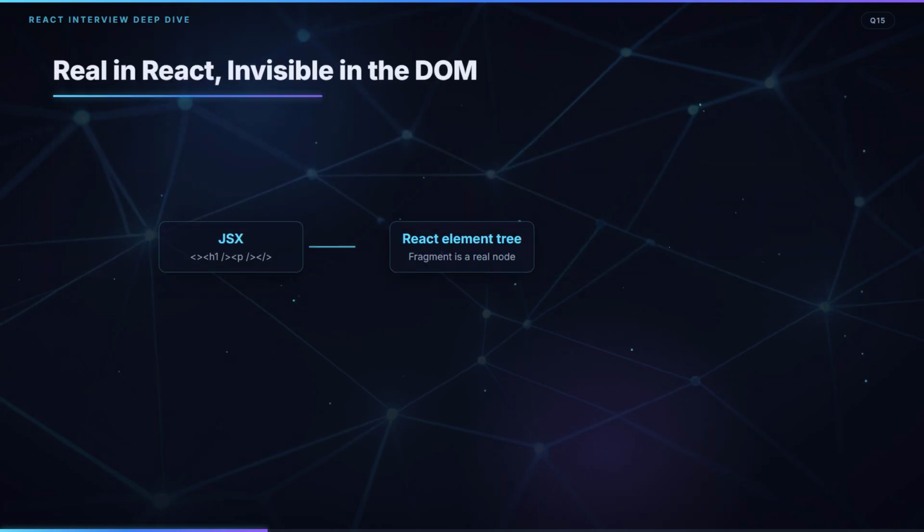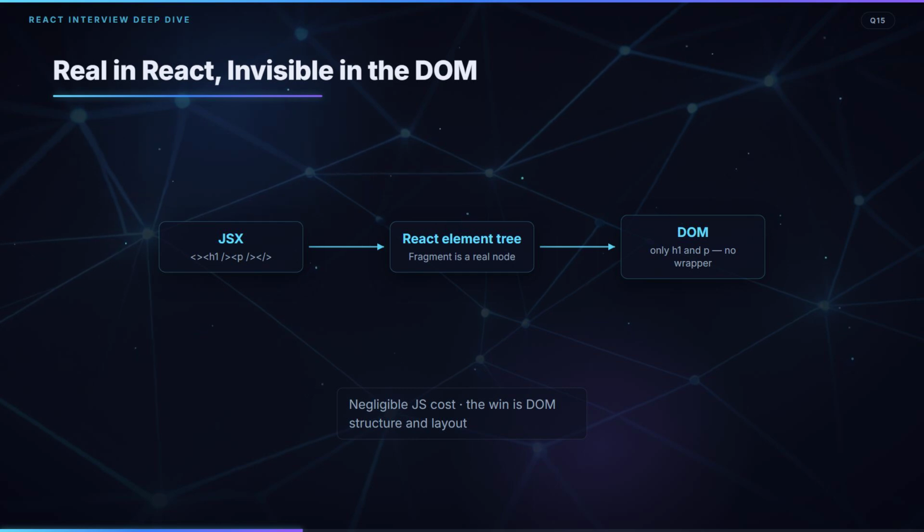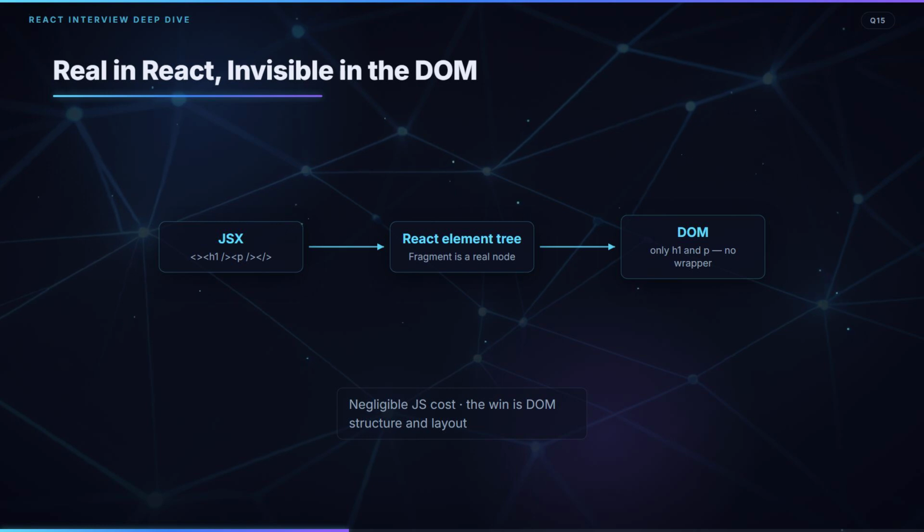Here is the picture to keep in your head. Your JSX creates a React element tree, and the fragment is a real node inside that tree. But when React commits to the DOM, the fragment disappears and only its children land there. So fragments do still create React elements. Their cost in JavaScript is negligible, and the real win is in DOM structure and layout.